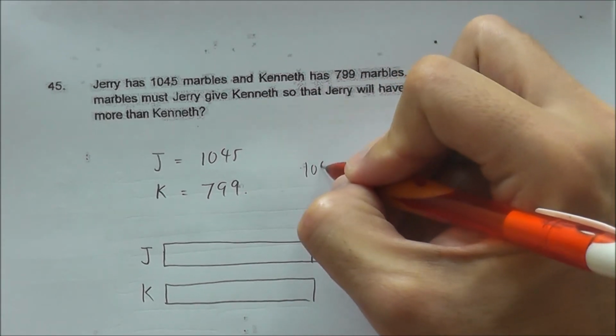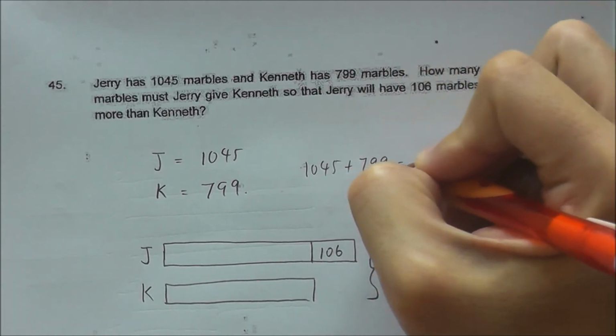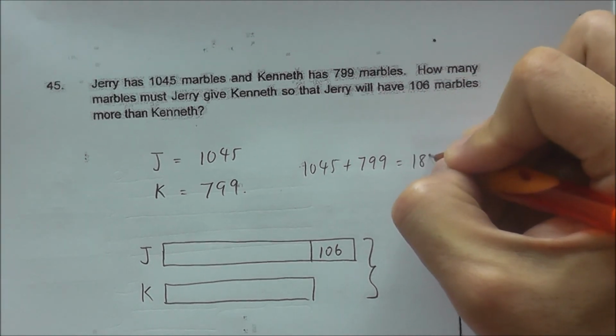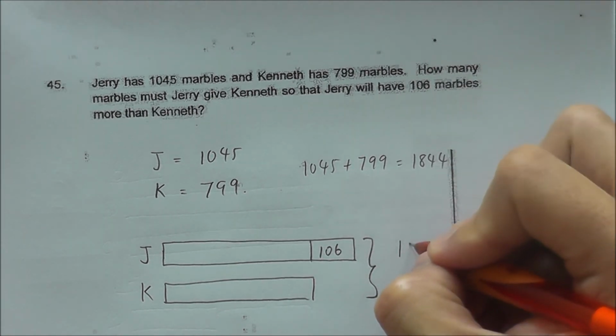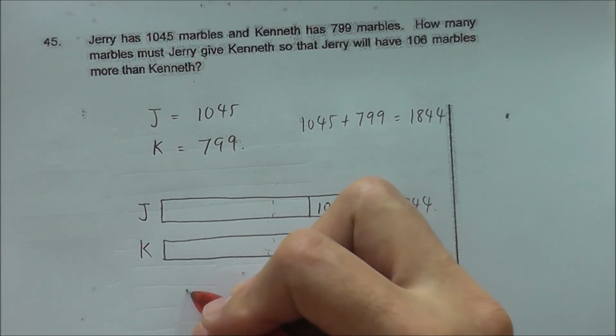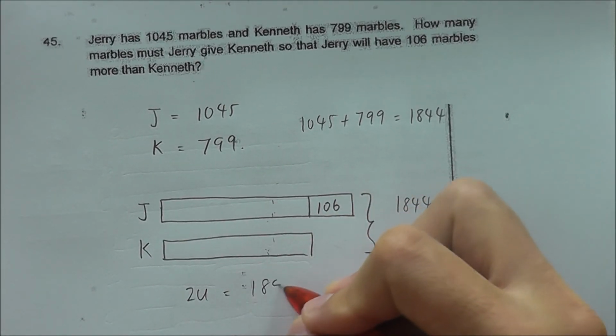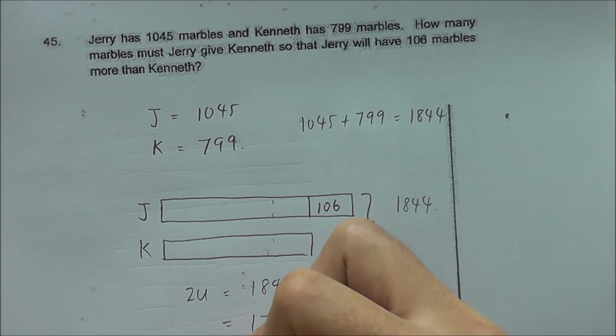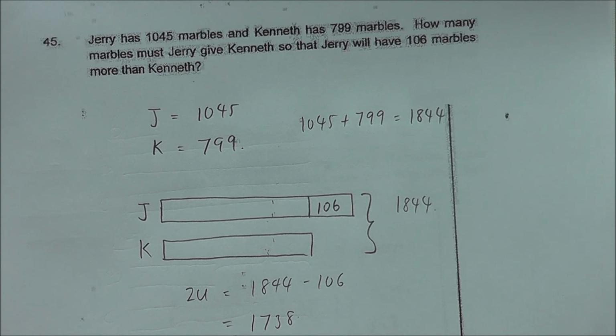Which is 1045 plus 799, 1844. Okay, so if this is 1844, we can find 2 units, remember? 2 units equals 1844 minus 106, which is 1738. So 1 unit would be, you divide by 2. 1738 divided by 2, I get 869.